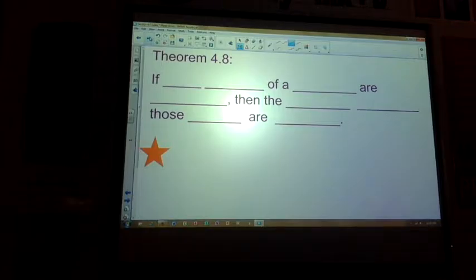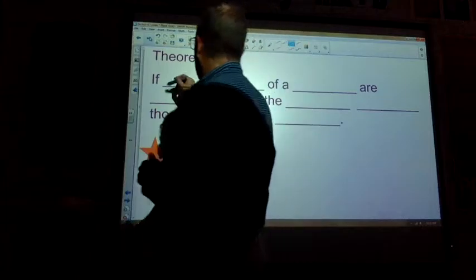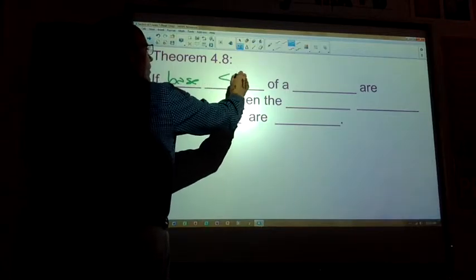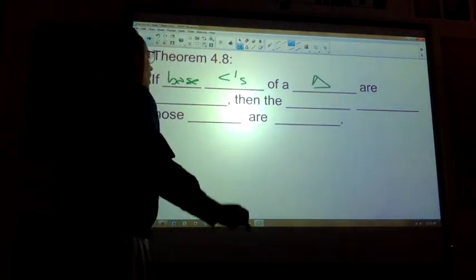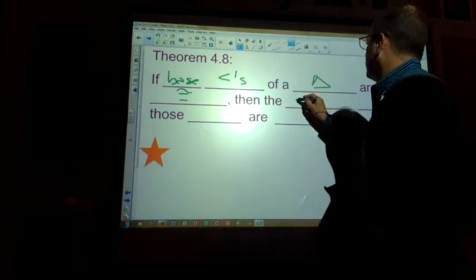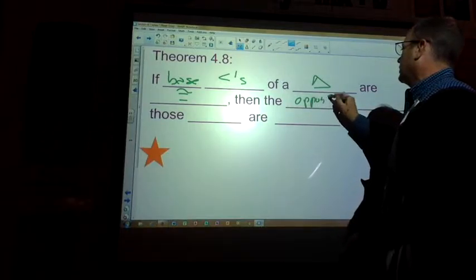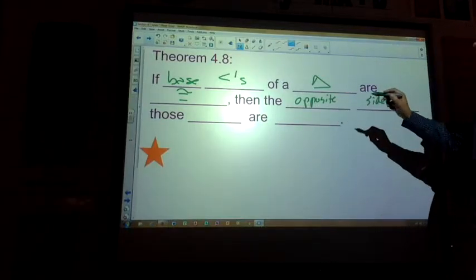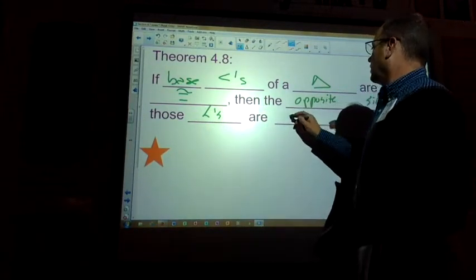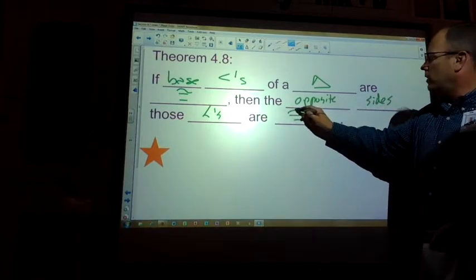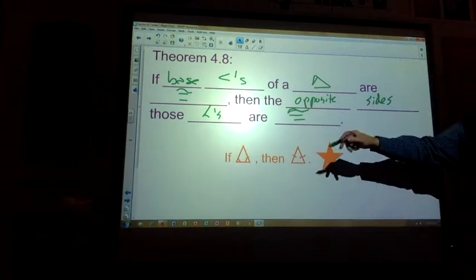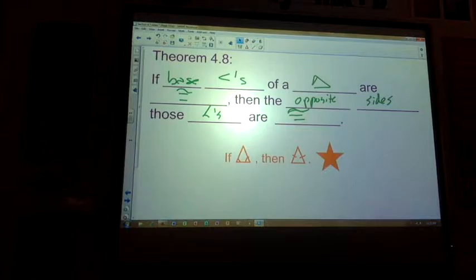If base angles of a triangle are congruent, then the opposite sides of those angles are congruent. Like that. I bet you this is going to be an unbelievable graphic. Oh yeah. If base angles, then... sweet.